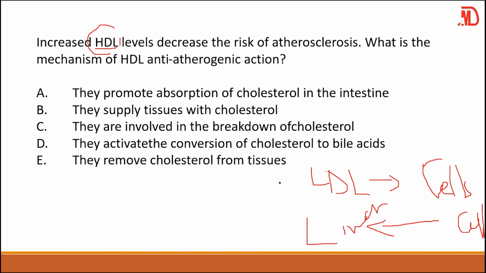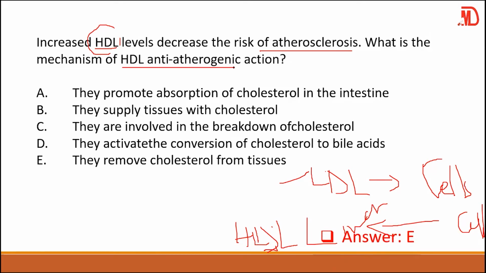So this one is called what? Bad cholesterol, whilst the HDL is called the good cholesterol. So now the question is, HDL decreases the risk of atherosclerosis, of course. What is the mechanism of it? By virtue of my explanation, it removes cholesterol from the cells or from the tissues to the liver. So here, your answer is E.